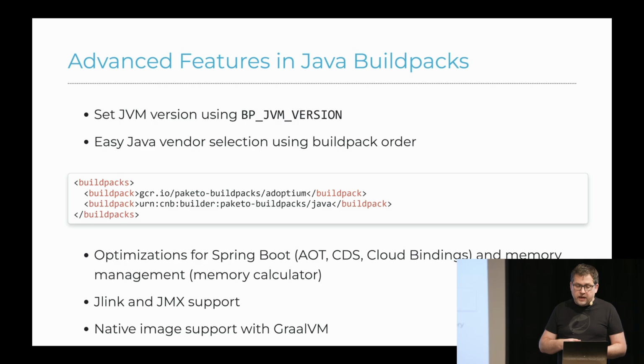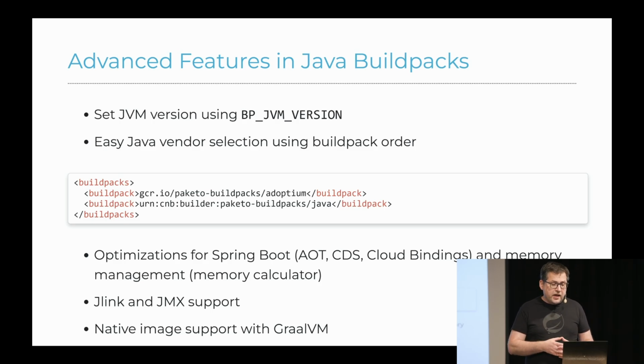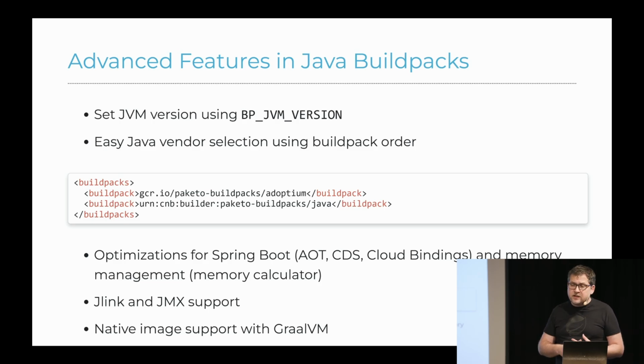And many things happen now behind the scenes, like optimizations for Spring Boot, you could enable as well. The memory calculator gets added, as we have seen, and so on. You could also do things like shrinking your JVM by using JLink to create a custom Java inside your container. You could enable JMX support and other things too. And even building GraalVM native images would be possible without installing GraalVM on your machine. In the build packs, you would actually execute the Graal build.